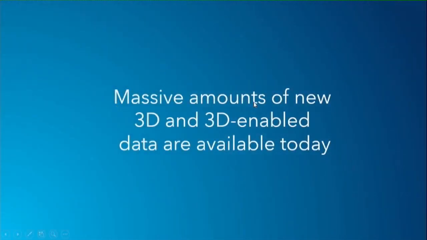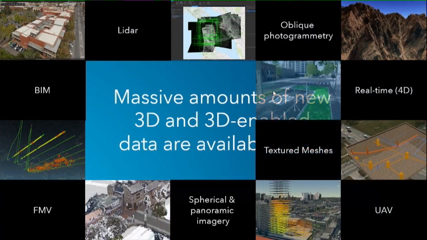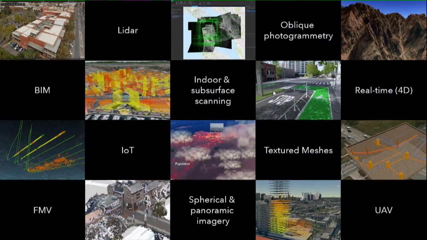Some of you have seen this slide before, but it doesn't hurt to see it again. There are massive amounts of new data types that have emerged in the last couple of years, and also new uses for old data types that are all potentially 3D. We see IoT data, truck and ground and backpack-mounted LiDAR units, drone data capture, and imagery, right? Oblique imagery workflows that can lead to 3D.